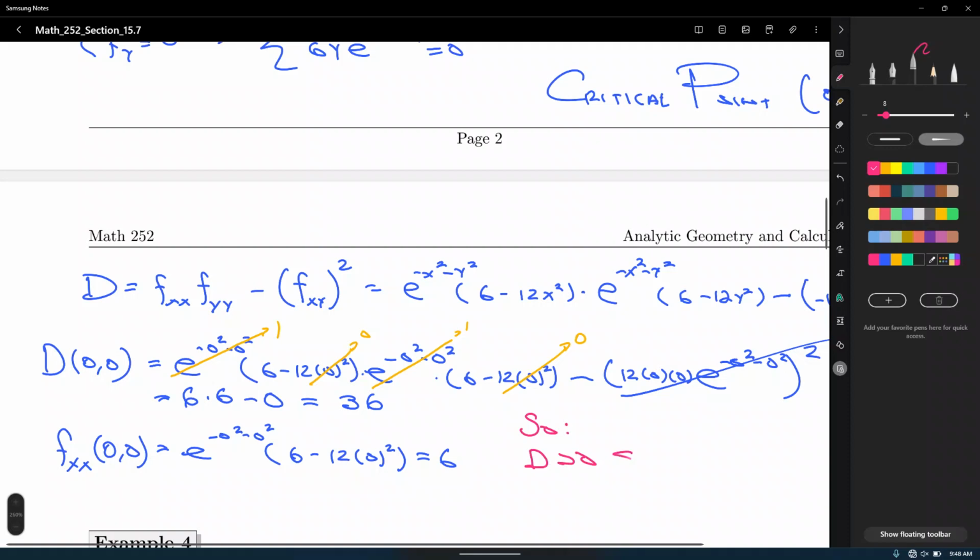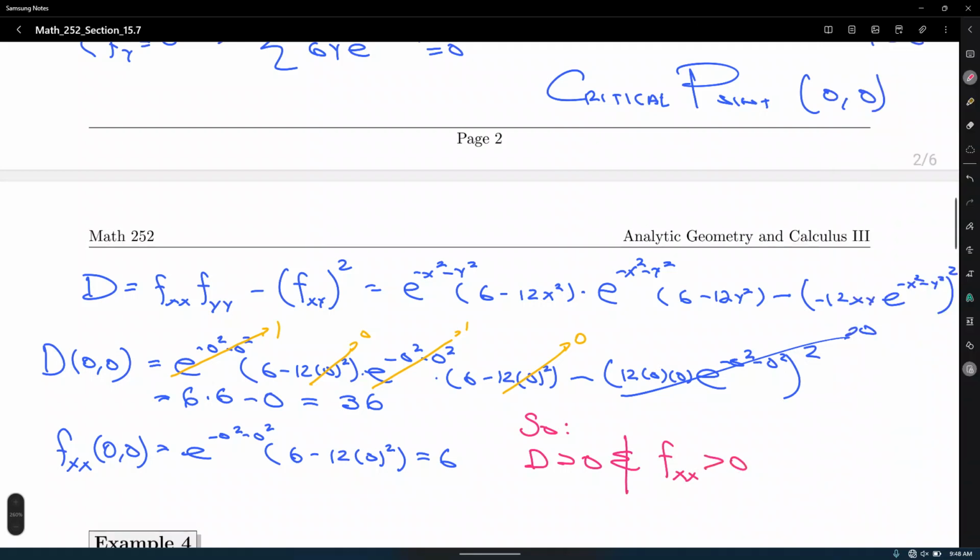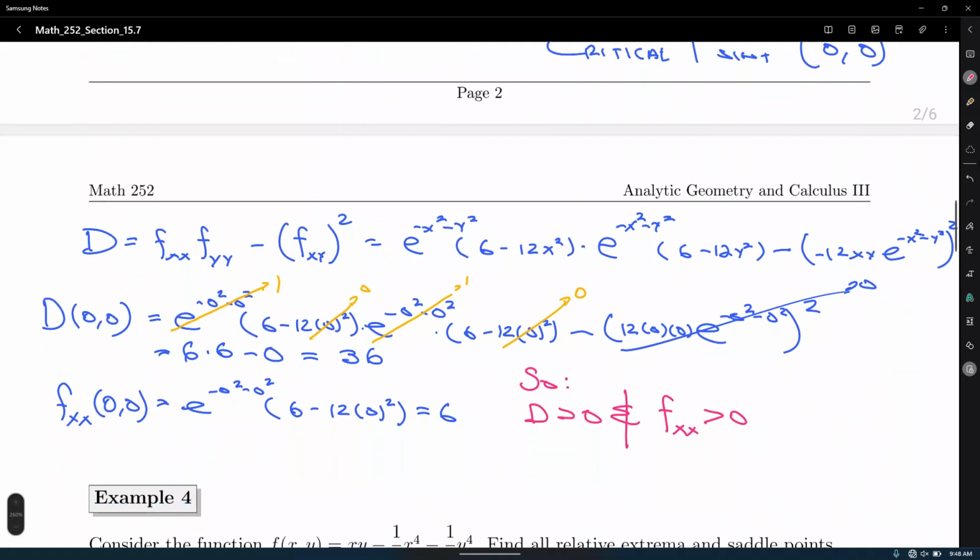So d is greater than 0 and f double x is also greater than 0. What does that mean? Relative max or relative min? Relative min. So therefore (0, 0) is a relative minimum.